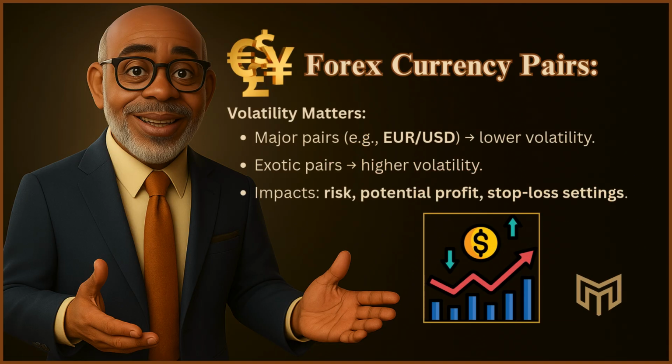Understanding the volatility of different currency pairs is crucial for trading success. Major pairs, like the euro over the US dollar, usually move less dramatically. Exotic pairs, on the other hand, can swing much more sharply. This difference directly affects your level of risk, your potential profit, and how you should set your stop-loss orders.